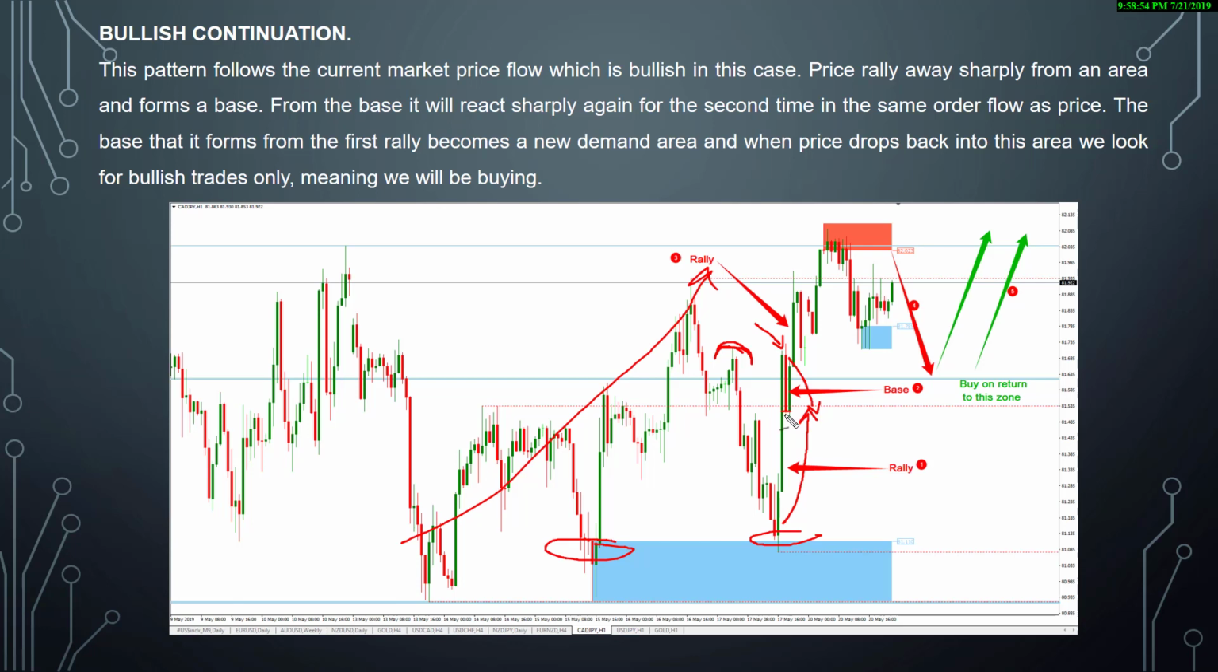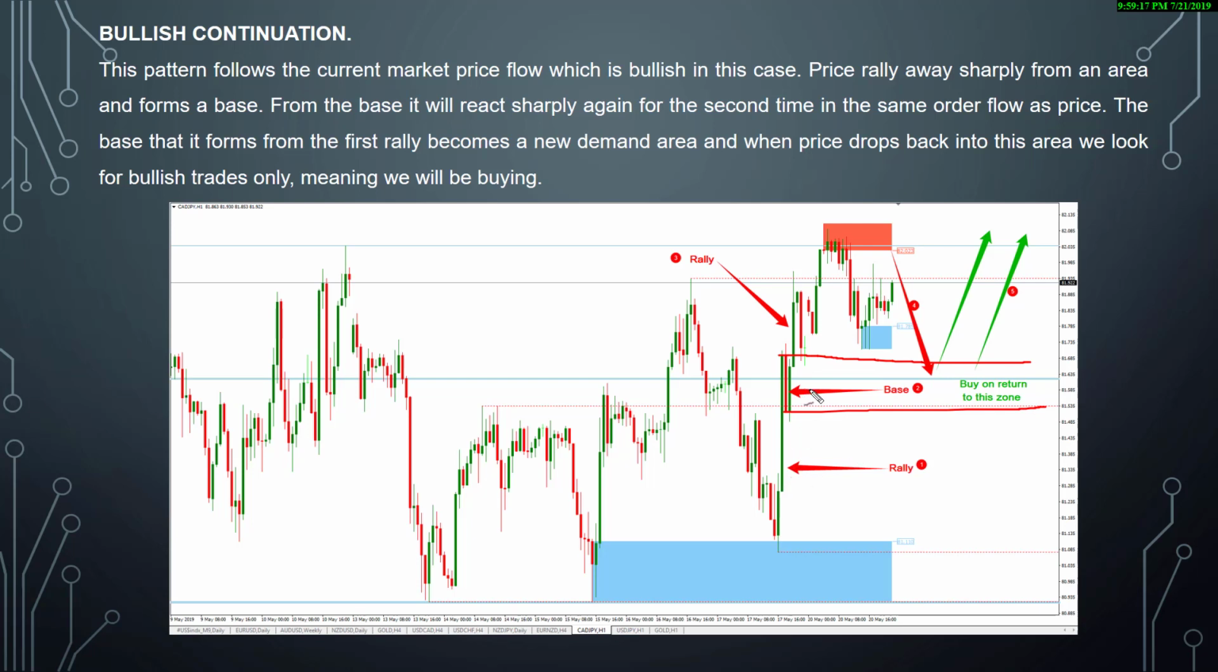Now, the moment that candle closed, look how the market reacted. It rallied again. You see, there is your trigger. There are the signs that you will be looking for when you are reading the structure. This area here becomes an area of interest.